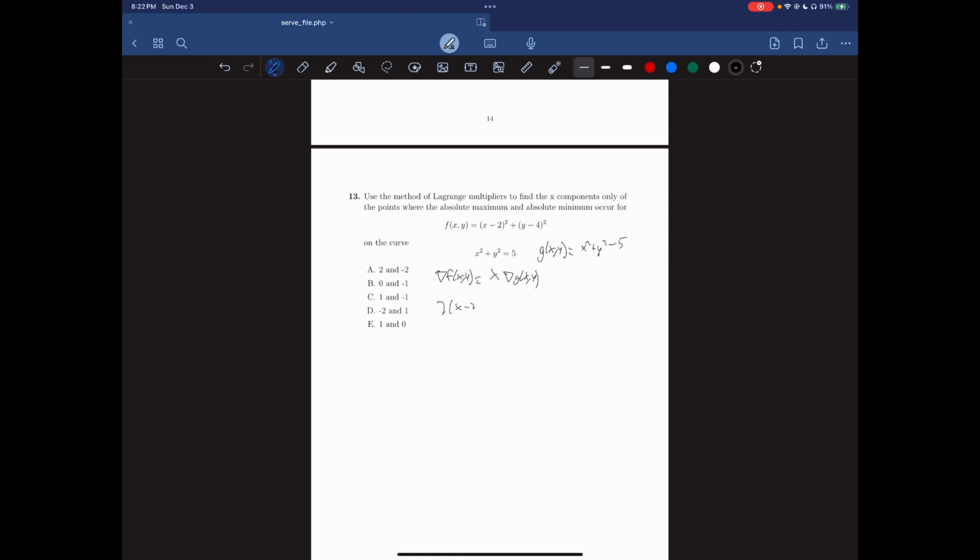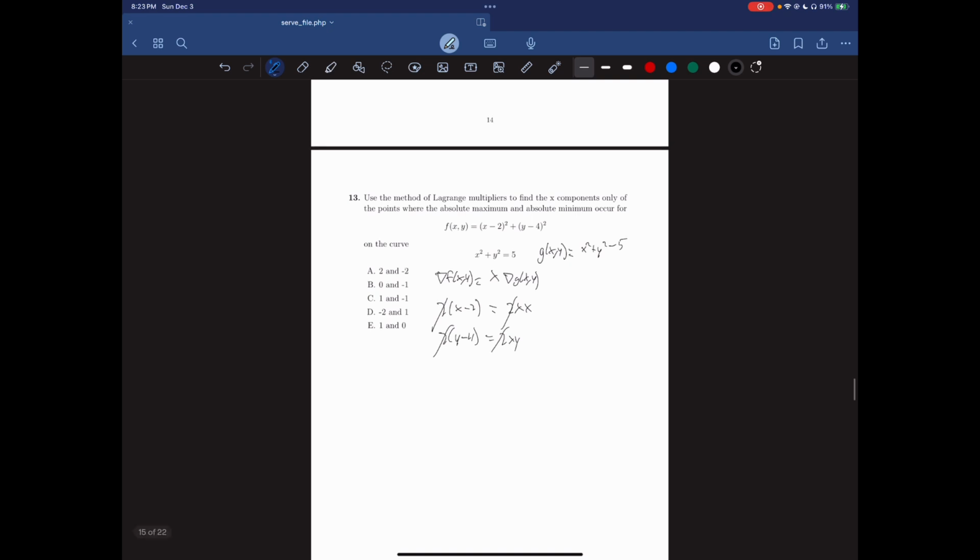And that means we can just write two equations. 2 times (x minus 2) equals 2 lambda x. That's just from these things right here. And 2 times (y minus 4) equals 2 lambda y. Okay, it's nice. We can do some simplification here, cancel out the 2's, makes things a little bit easier. And what I always like doing is just solving for x and y. It just makes everything so much easier.